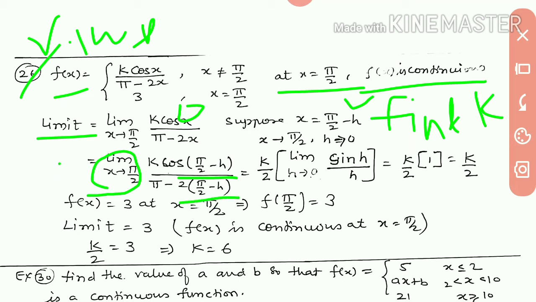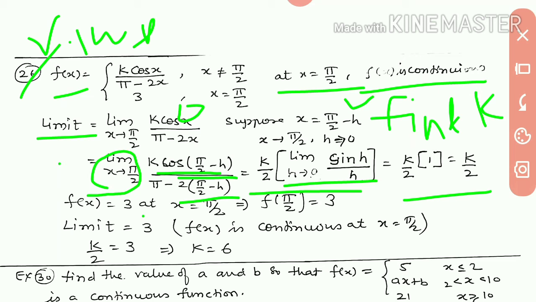When you open this, you take k common outside, and cos(pi by 2 minus h) means, cos is positive in the first quadrant, and cos changes to sin, so sin h. In the denominator, pi cancels, you get minus 2h, and take 2 common outside. So k by 2 is outside, and inside you get limit h tends to 0 of sin h by h, which is a standard limit with value 1. So we get k by 2 into 1, which is k by 2, the left hand limit.